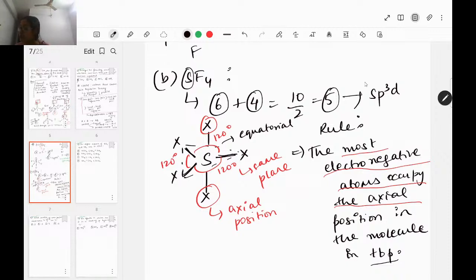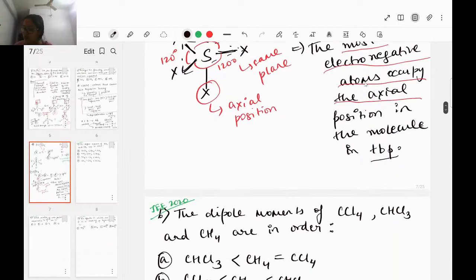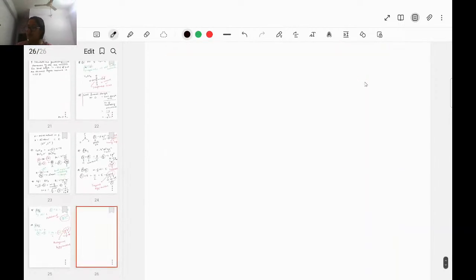The rule is that the most electronegative atoms should occupy the axial position in a TBP molecule. So here the most electronegative atom is fluorine. Fluorine is the most electronegative atom in the entire periodic table. So in order to draw this structure properly, let me add another page.